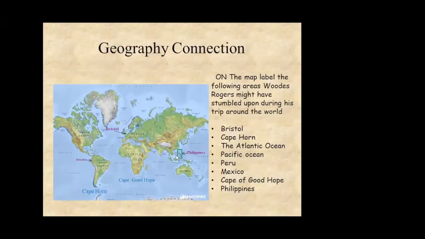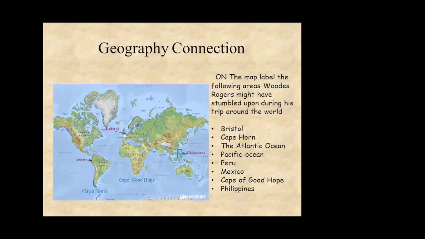So I have a question. I want you guys to start thinking about who Rogers was and what he may have been capable of. All right, now, this is something that's going to lead to an activity, so I need you guys to get ready. On the map, label the following areas which Rogers may have stumbled upon during his trip around the world.